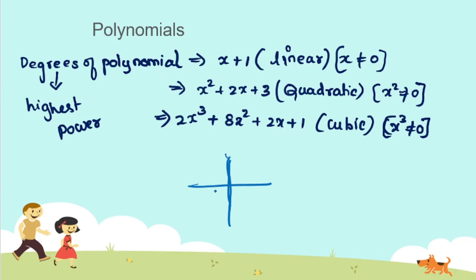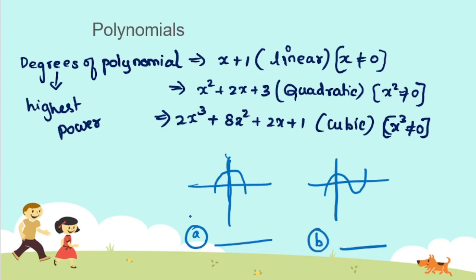Something like this. This is your A graph. Tell me how many zeros are there here. And B graph I am drawing. So this is your B graph. Tell me how many zeros are there in B graph. How do you determine the zeros in a graph?